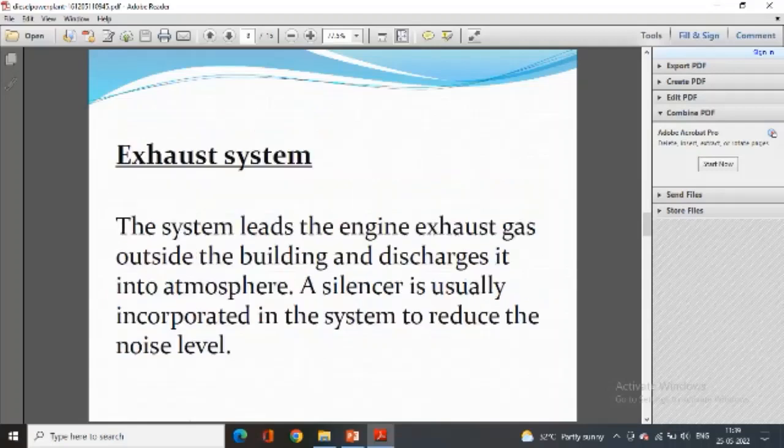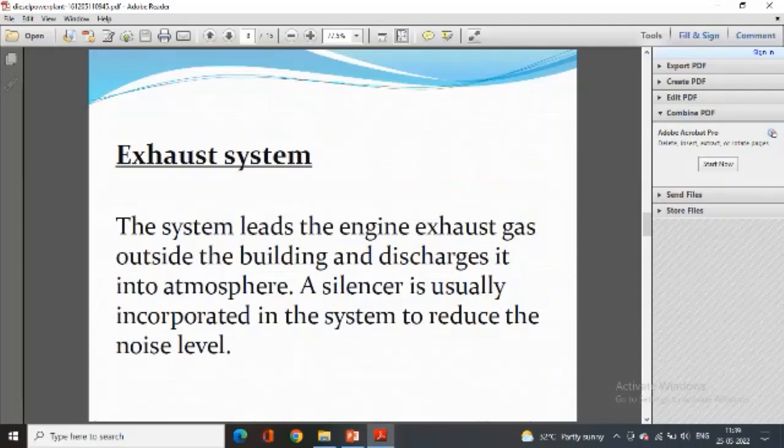Then next one is exhaust system. The system leads the engine exhaust gas outside the building and discharges into atmosphere. A silencer is usually incorporated in the system to reduce the noise level.